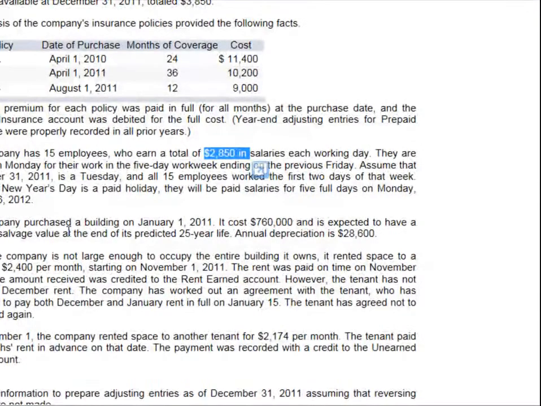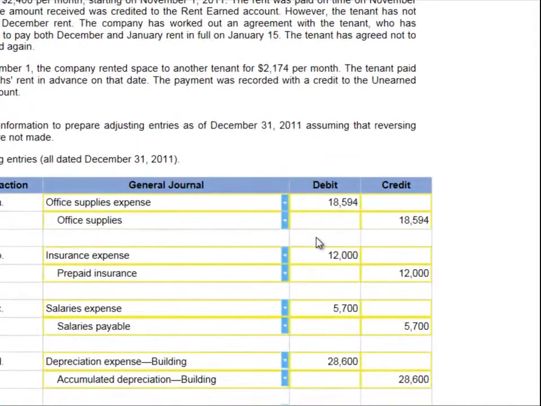D, the company purchased a building on January 1st, 2011. It costs $760,000 and is expected to have a $45,000 salvage value at the end of its 25-year life. The good news is they already calculated annual depreciation for us. We could have calculated it based on the formula we learned earlier in the chapter, but they already gave us the amount. So there's really no calculation needed. You pull the $28,600 down. You make sure we debit depreciation expense for that building, and then credit the accumulated depreciation for that building as well.